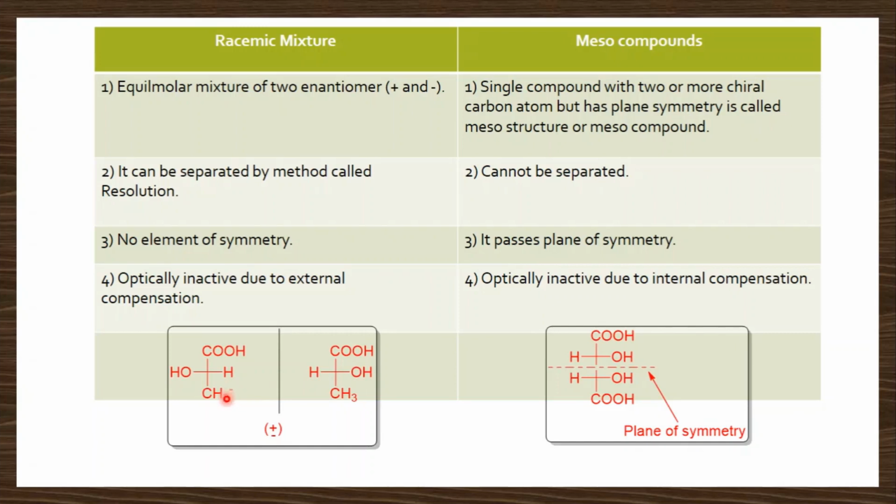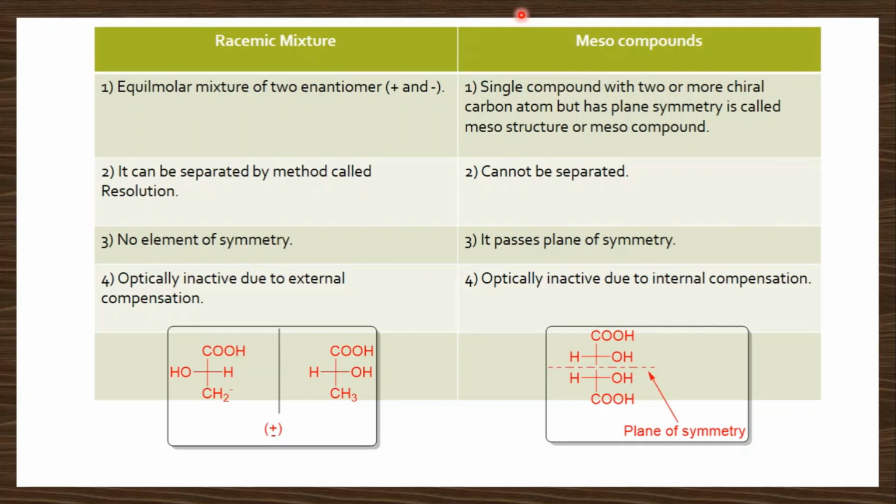So here, instead of this CH2, CH3 is there. CH3, it's a methyl group. So this is the difference between your meso compound and your racemic mixture. A racemic mixture is an equimolar mixture of two enantiomers, plus and minus form, while a meso compound is a single compound with two or more chiral carbon atoms but has a plane of symmetry, called a meso structure or meso compound.